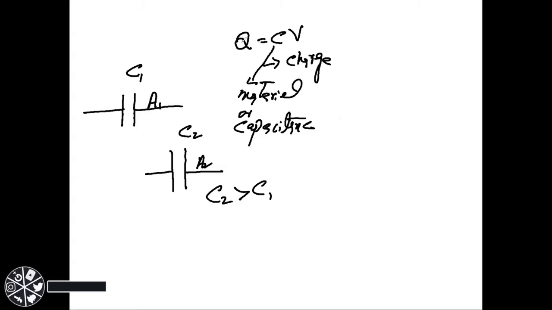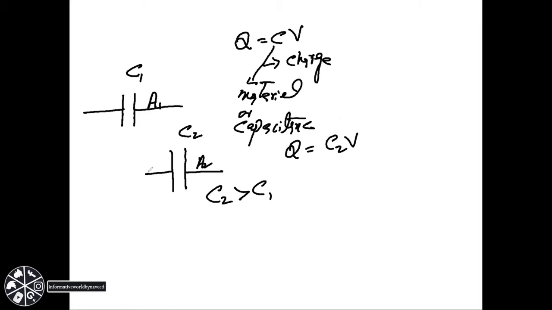So if you increase the voltage, then your charge will increase. It means this is constant for one capacitor. Let's say I am taking this capacitor C2. So the equation will be Q equal to C2V, and this value will remain constant if you increase or decrease the potential across the capacitor.